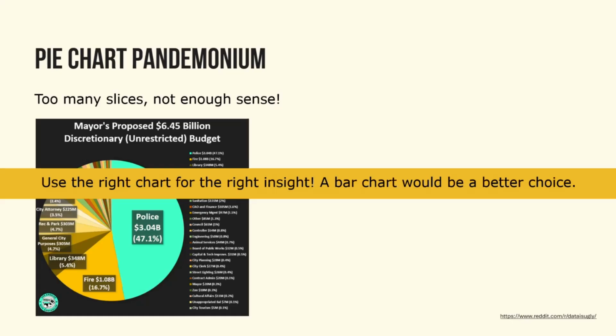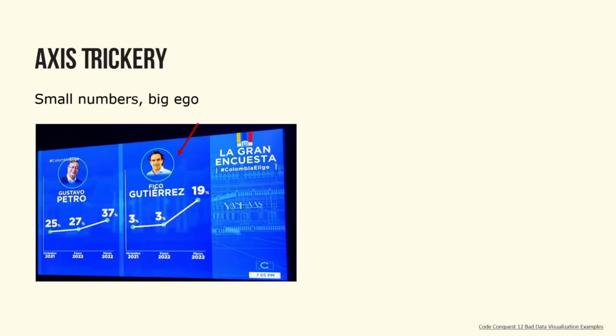Now we're going to move on from pie charts. We could spend the whole day talking about pie chart crimes. But let's move to axis trickeries. Here we have small numbers, big ego. If you see here, the candidate Gutierrez has 19%, and the one on the left, Petro, has 37%. And although 37 is bigger than 19, the 19 actually looks bigger than 37, and 3% is also looking bigger than 27.